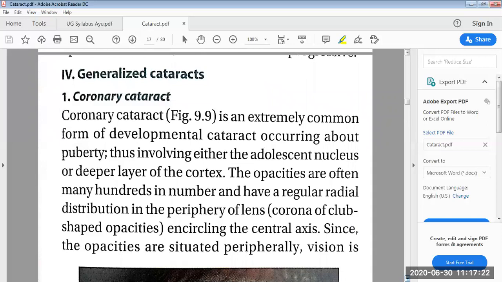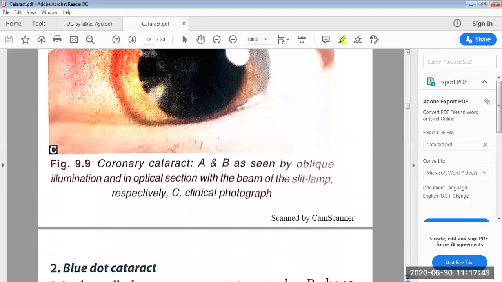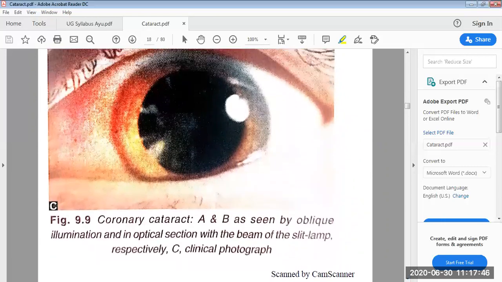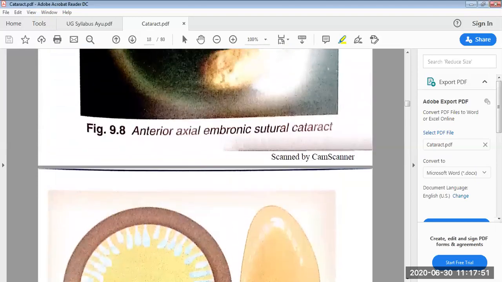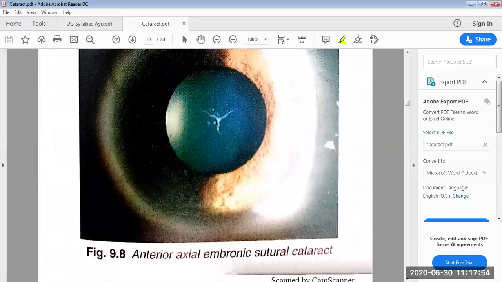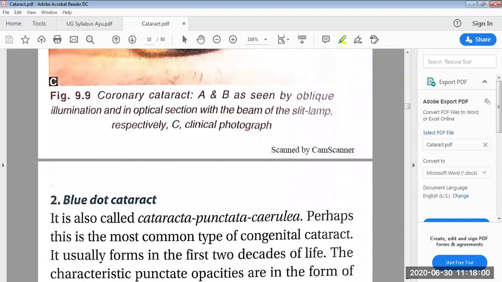The opacities are often many hundreds in number and have a regular radial distribution in the periphery of the lens, called the corona of club-shaped opacities, encircling the central axis. Since the opacities are situated peripherally, the vision is usually unaffected. Sometimes the associated large punctate opacities may marginally reduce the vision.